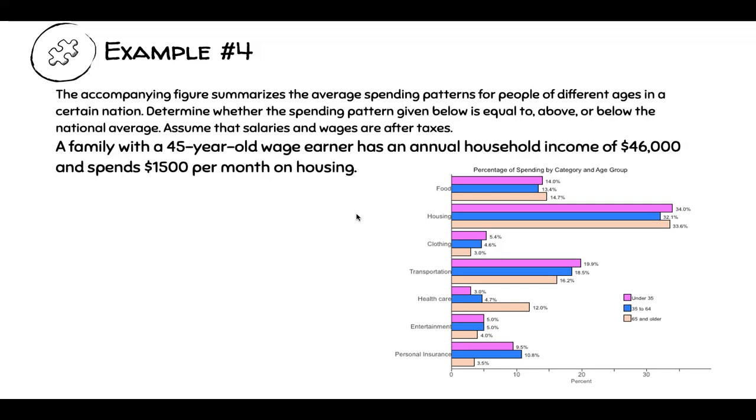Example 4 just gives us a nice chart over here. It shows us that a family has a 45-year-old wage earner, he or she makes $46,000 a year, and they spend $1,500 a month on housing. And so we can look at this chart. We can see that the second line for 35 to 64 tells us that they should be spending about 32.1% on housing, according to the chart.